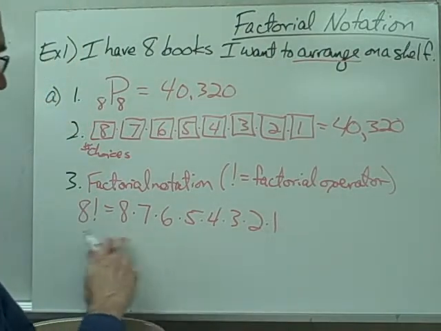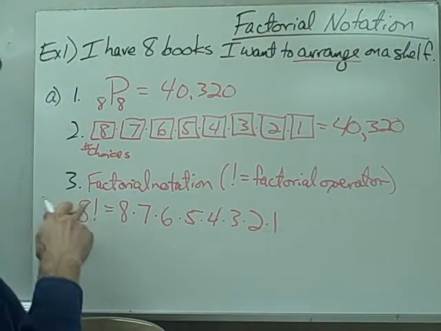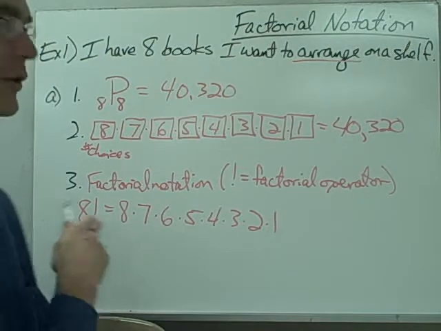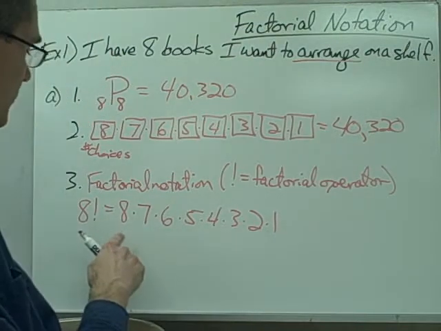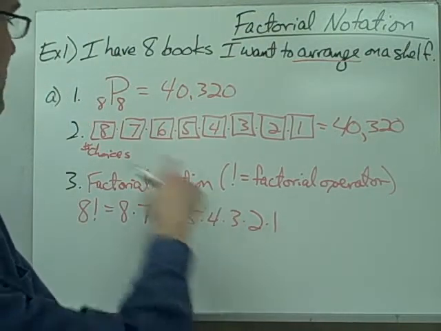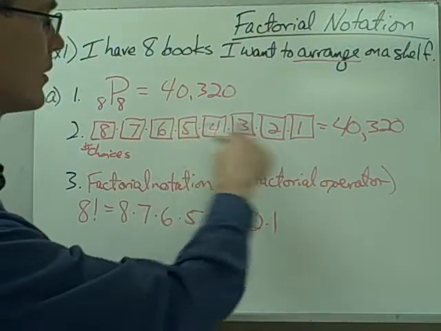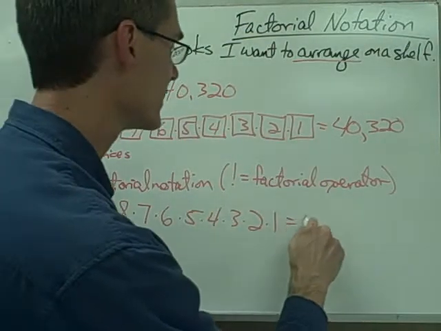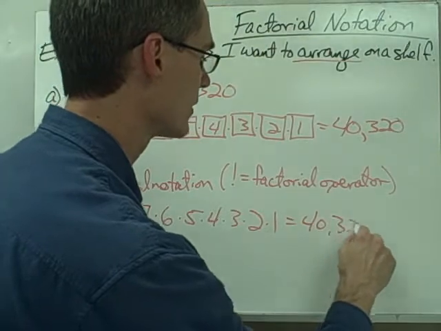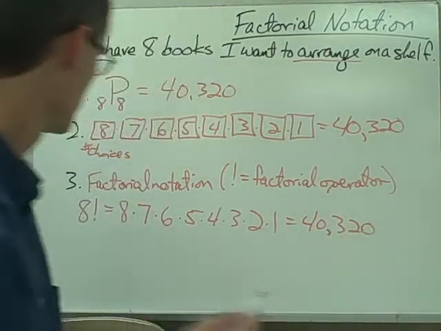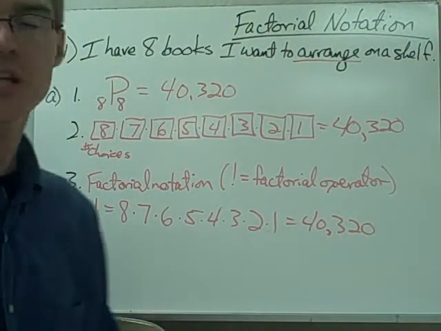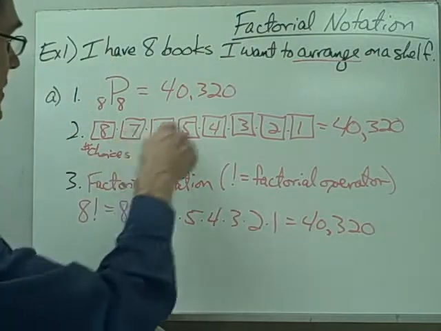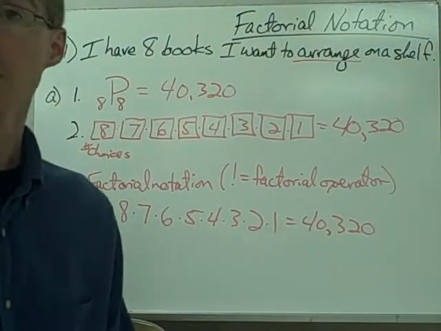It only works with integers. You wouldn't use fractions or decimals. Factorial notation only works with integers. So 8 times 7 times 6 times 5 times 4, that's exactly what I did here using the fundamental principle of counting. So again, I would get 40,320. So this is just using factorial notation. It's just another way of expressing what we've already expressed in these other ways.